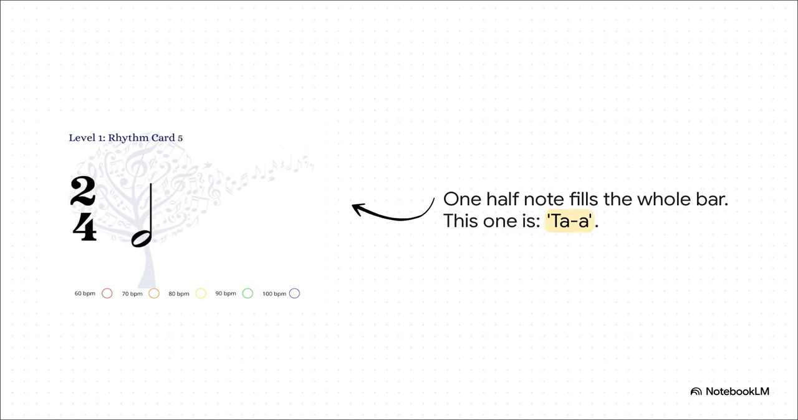Now let's try this one. See the difference? Here we have just 1 note, a half note, that fills up the entire 2-beat bar. So for this one, we hold the sound out. Ta-ah. It starts right on beat 1 and keeps going all the way through beat 2.